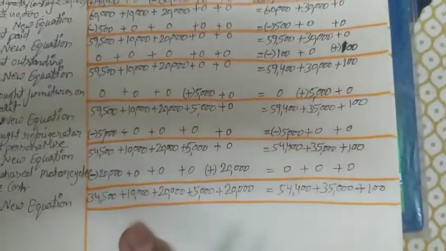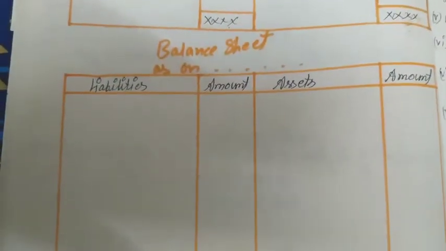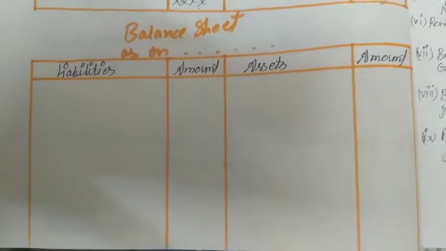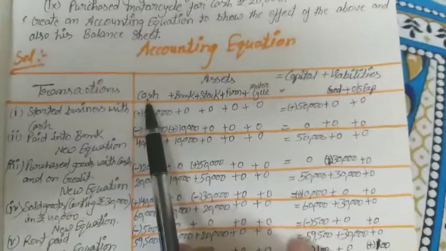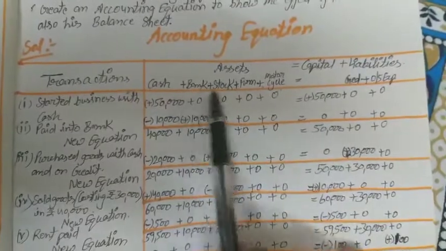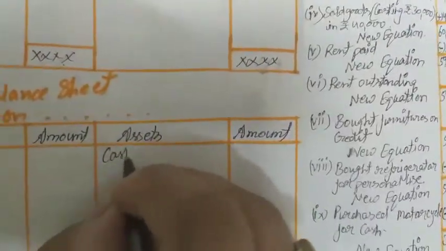So now these values we will show in the format of balance sheet. How will we show? Let's see. Student, I prepared the format of balance sheet over here. So now I will mention all the transactions which I have shown in this question. So here cash, bank, stock, furniture and motorcycle. All these are under the assets. So at the asset side I'm writing cash balance is 34,500.